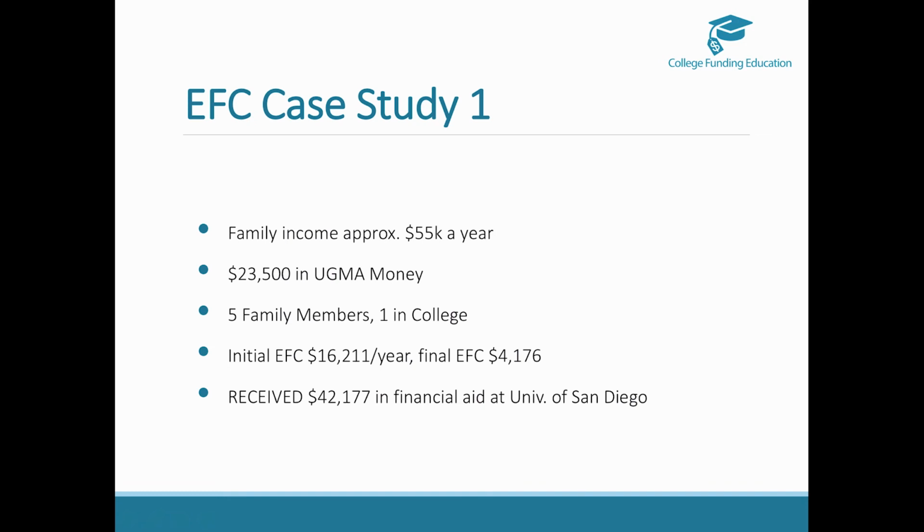Okay, so let's take a look at a couple of case studies. Here is a family, and these are all real families, of course, real clients, where the family income in this scenario was about $55,000 a year. They had about $23,000 in UGMA money, 5 family members, 1 in college. The initial EFC was $16,000 a year. The final EFC was $4,000 a year, and they received $42,000 in financial aid at the University of San Diego.